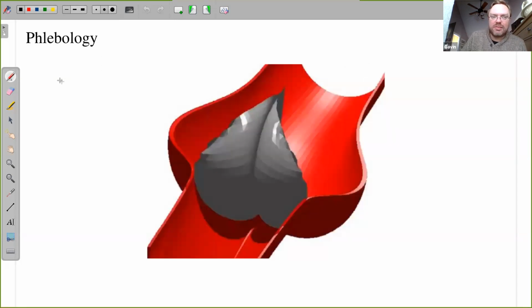Another example of this is a simulation of a vein valve. Here the vein valve, the vein cusps, are these two leaflets. In the body, the muscles around the veins contract and push blood. But if they try to push blood in this direction, then these valve leaflets expand and meet in the middle.